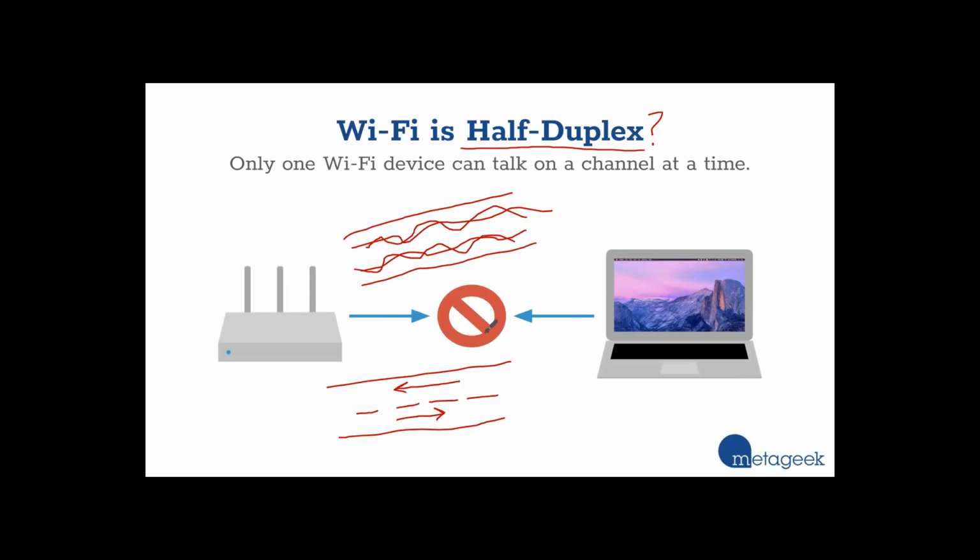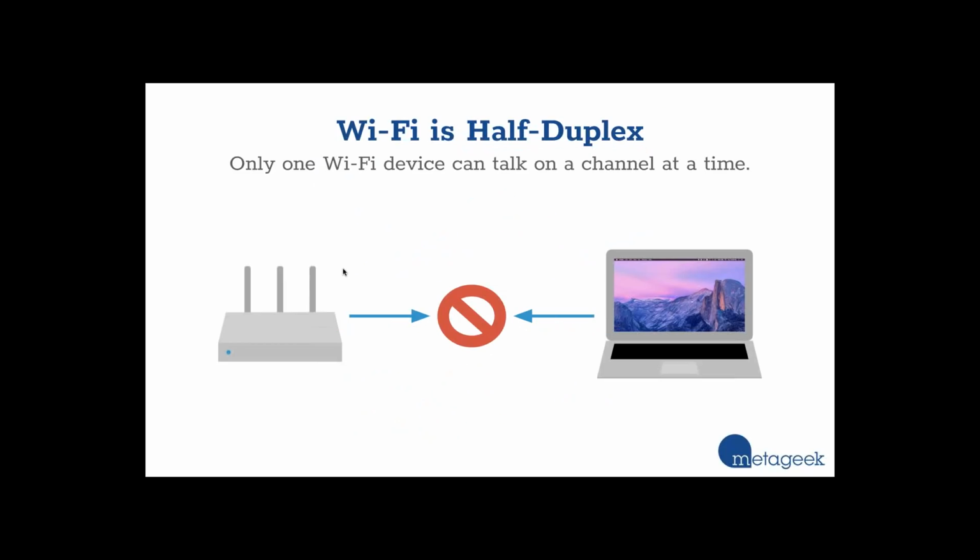Wi-Fi, on the other hand, is a lot more like a 1-lane highway. With Wi-Fi, we can only send traffic in one direction at a time. It's also kind of like a human conversation. If you say something and your friend says something at the exact same time, you can't understand them and they can't understand you. Only one of you can talk at a time. Only one person can talk at a time in a conversation.